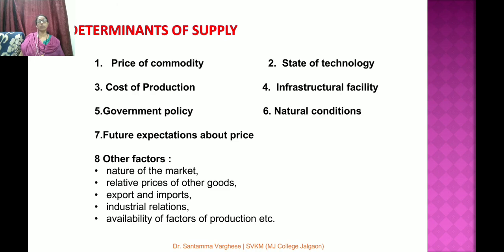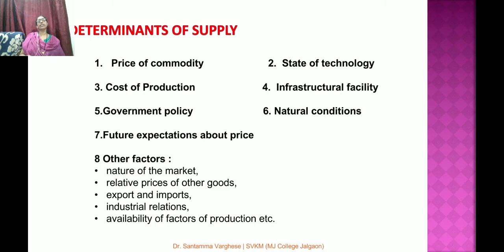So, first we are taking the price of the commodity. The price is an important factor influencing the supply of a commodity. More quantities are supplied at a higher price and less quantities are supplied at a lower price. Thus, there is a direct relationship between the price and quantity. Direct relationship. As the price increases, supply also increases.